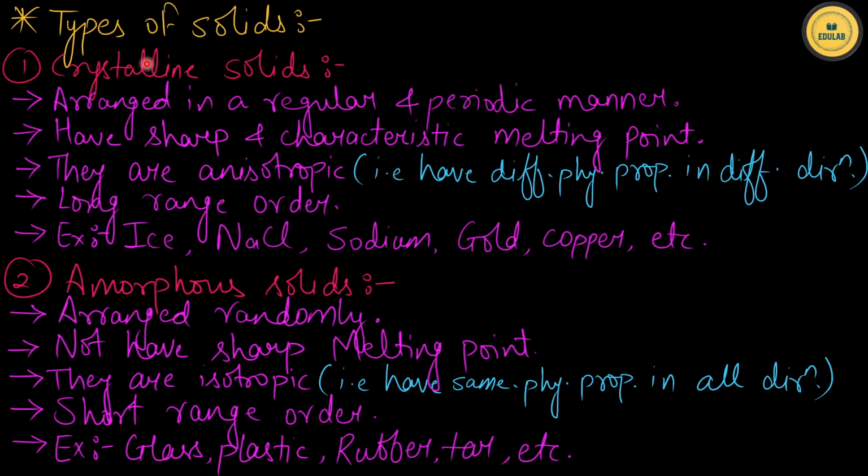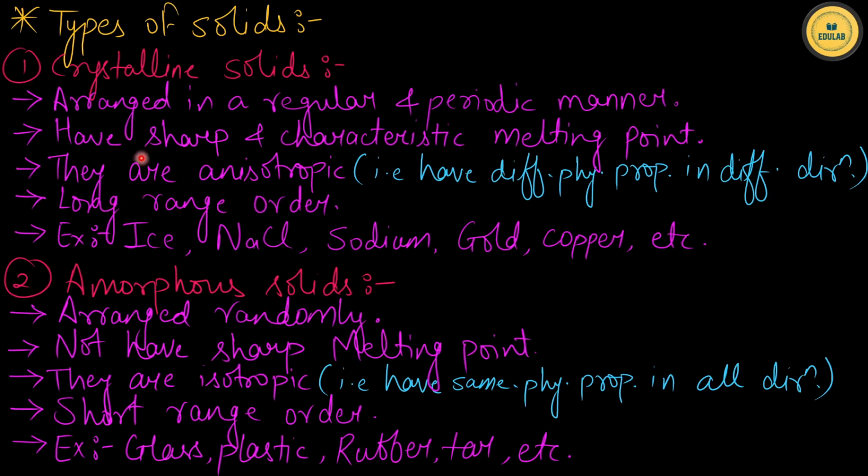First one is types of solids. There are two types of solids: crystalline solid and amorphous solid. In crystalline solid, the particles are arranged in a regular and periodic manner and have sharp and characteristic melting point. They are anisotropic, that means anisotropic means have different physical properties in different directions. They have long range order.